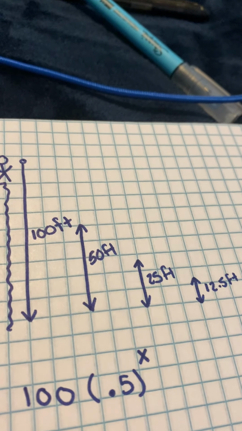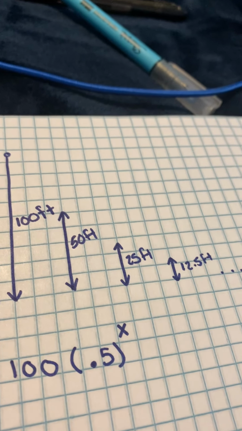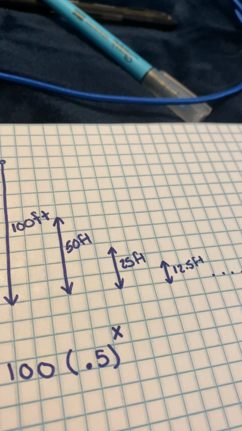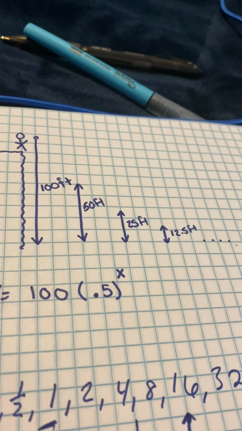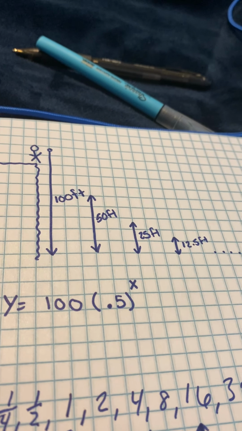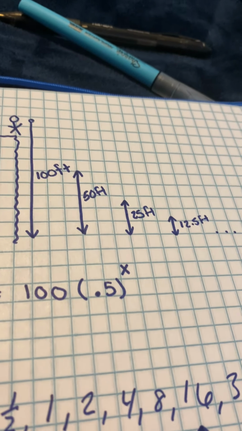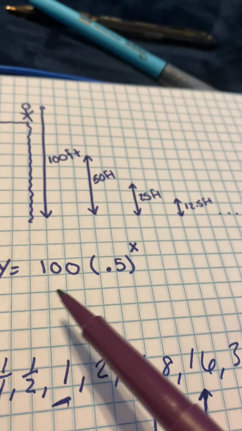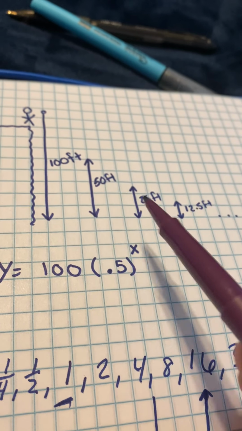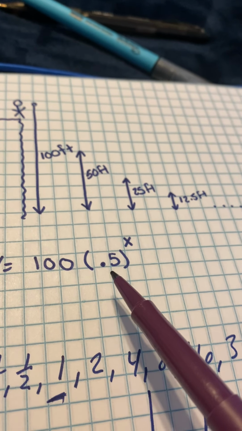Will it ever actually get to the ground? In real life, yes, eventually the ball will stop, but in mathematics, it's not. It's going to get closer and closer to 0. So here is our equation. The 100 is our starting amount. We're halving each time, so that's where that 0.5 comes from. And we're going to graph.